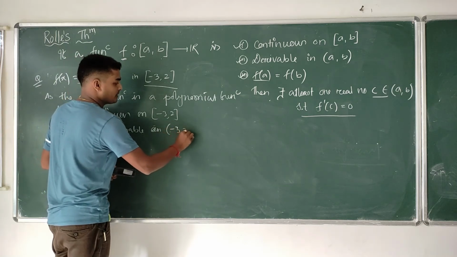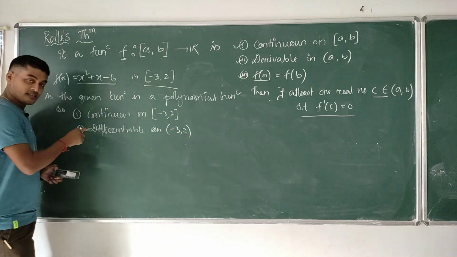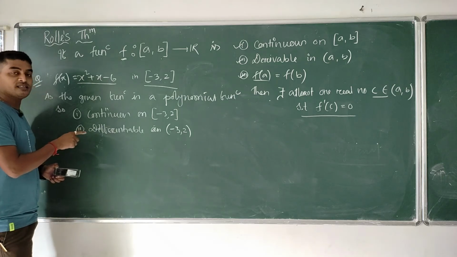Remember, this one is open interval minus 3 comma 2, because differentiable means what? How many tangents you can draw?